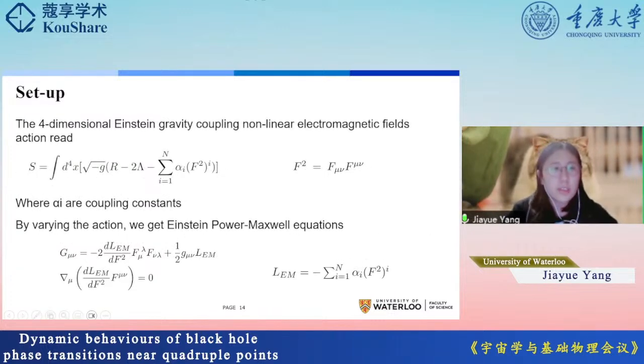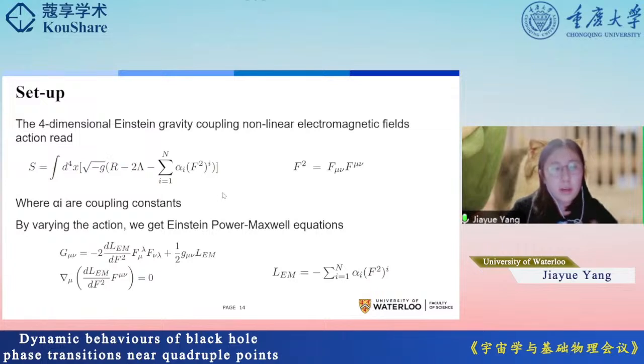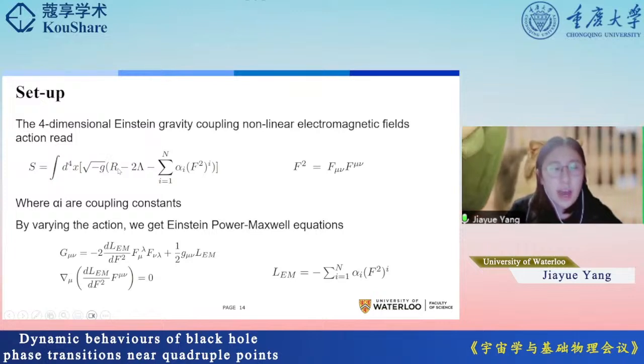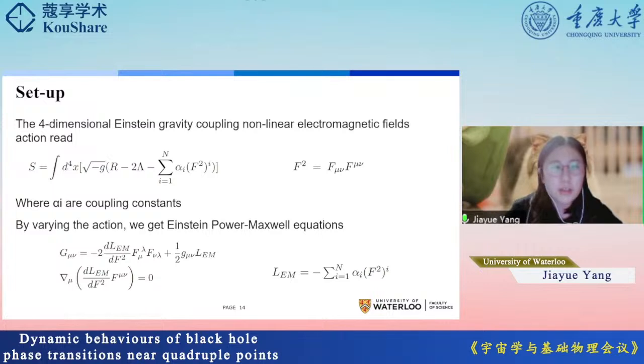So let's talk about the setup of the system. We consider 4-dimensional Einstein gravity coupled to nonlinear electrodynamics. The action of our theory is like this, where g is the determinant of the metric tensor, R is the Ricci scalar, lambda is the cosmological constant, the alpha i's are some coupling constants, and F squared is built from F_mu_nu, the electromagnetic field tensor.